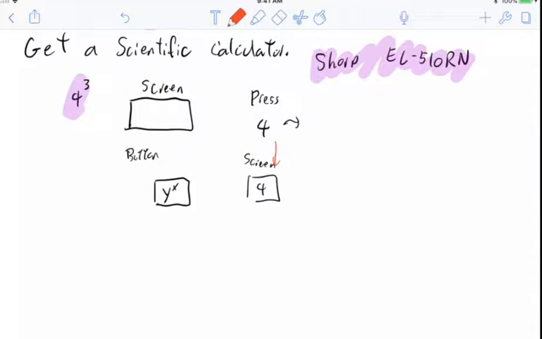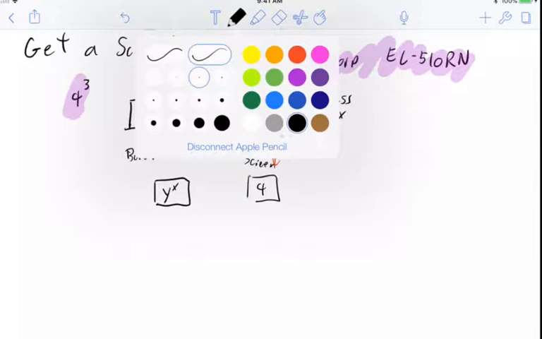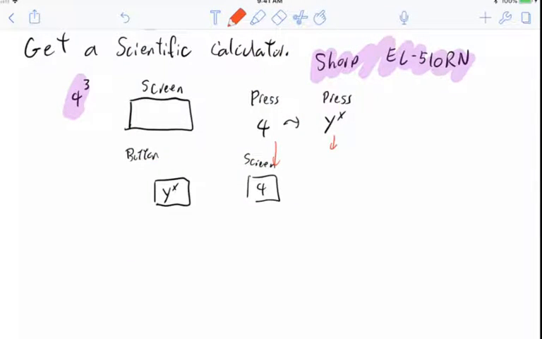And then you press y to the x, y to the x, and that makes the screen go 4 up. See that little up arrow sign? It's just a little triangle. Yeah, that's shorthand for power or exponent. You see it a lot in computer science.